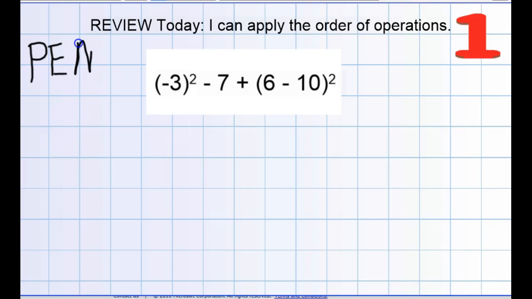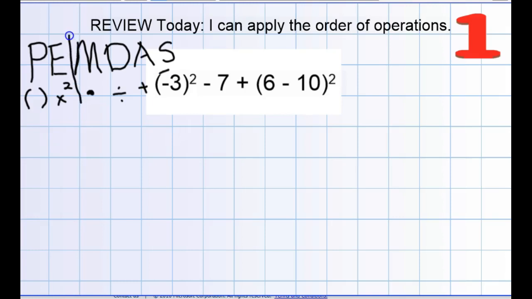So what PEMDAS is just an acronym for our order of operations. The P stands for parentheses, the E stands for exponents, the M stands for multiply, D divide, the A is addition, and the S is subtraction.